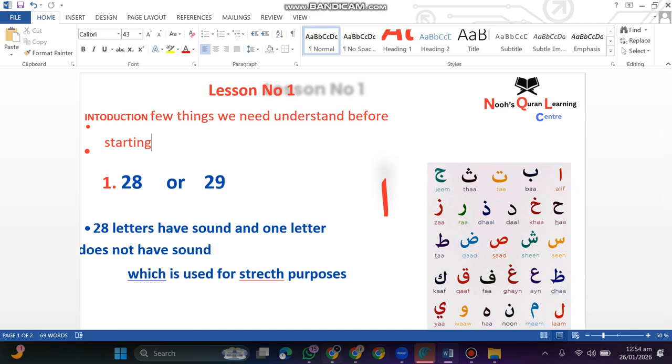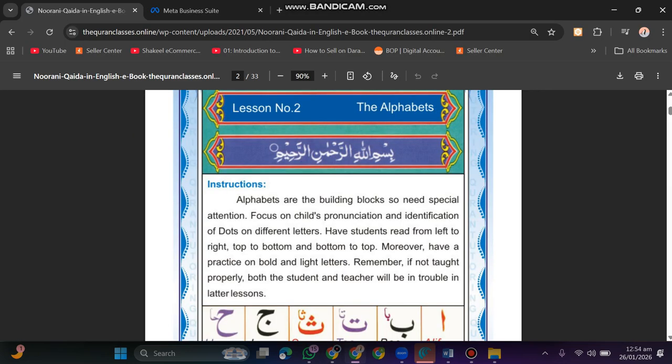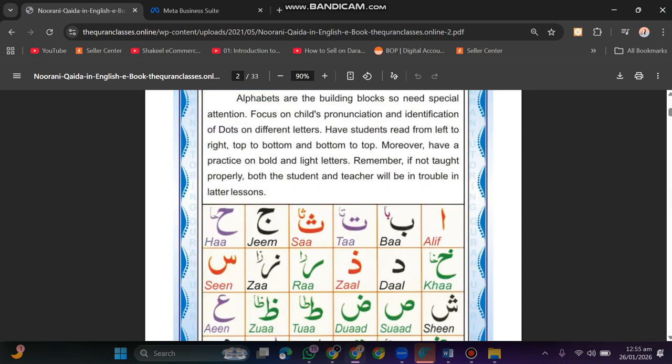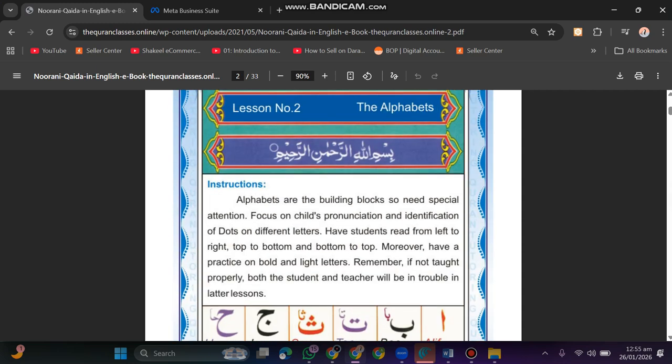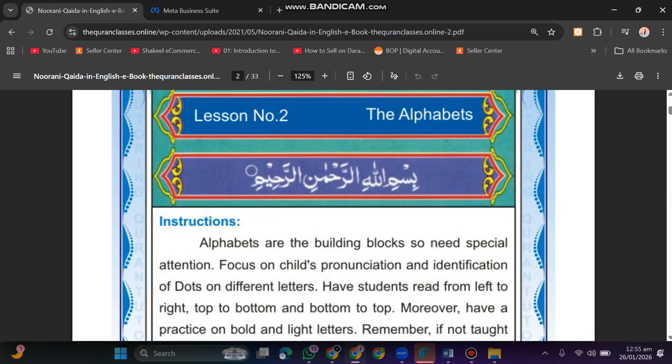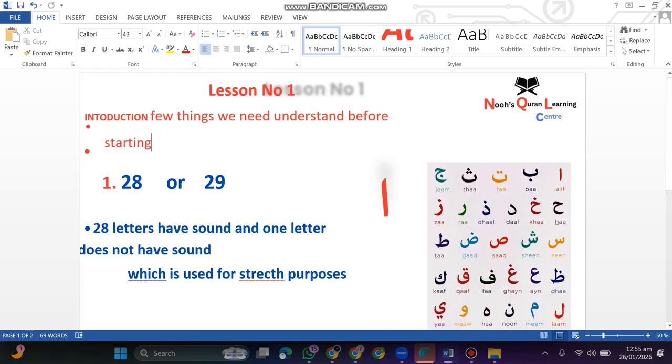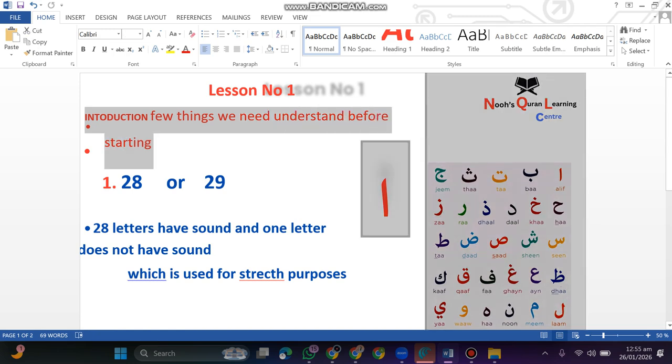Inshallah, today we're going to start lesson number one of Noorani Qaida. Before we start lesson number one, we need to understand a few things.